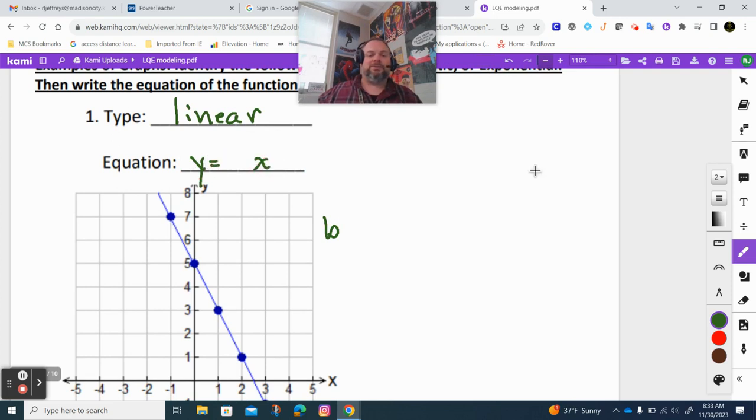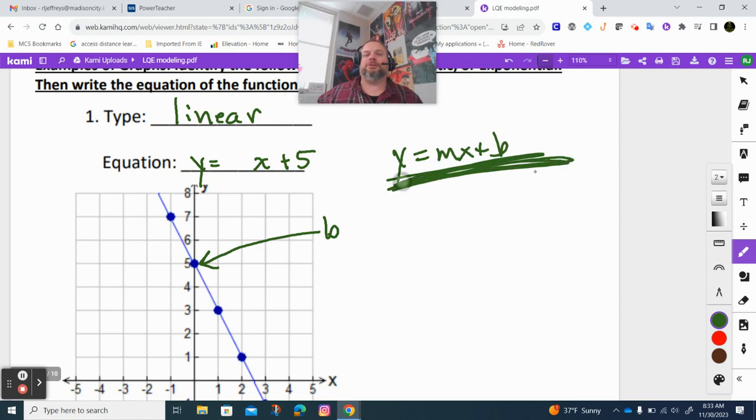So we're going to have y equals some x. Our b is right here. This is where it crosses the y-axis. This is why I said the graphs are easier for this. So what's this value? That's why the 5 is right there.